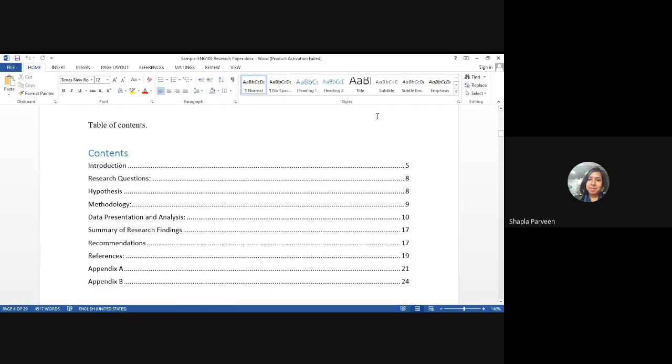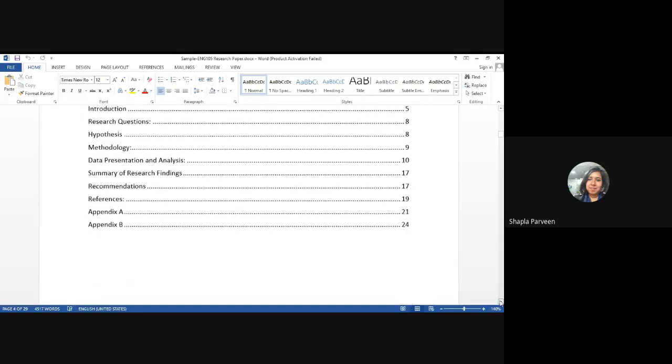Later on, when you have completed writing your research paper, you can jot down the page numbers, right? So I hope that you have done this. Ma'am, sections A, B, C, and D.